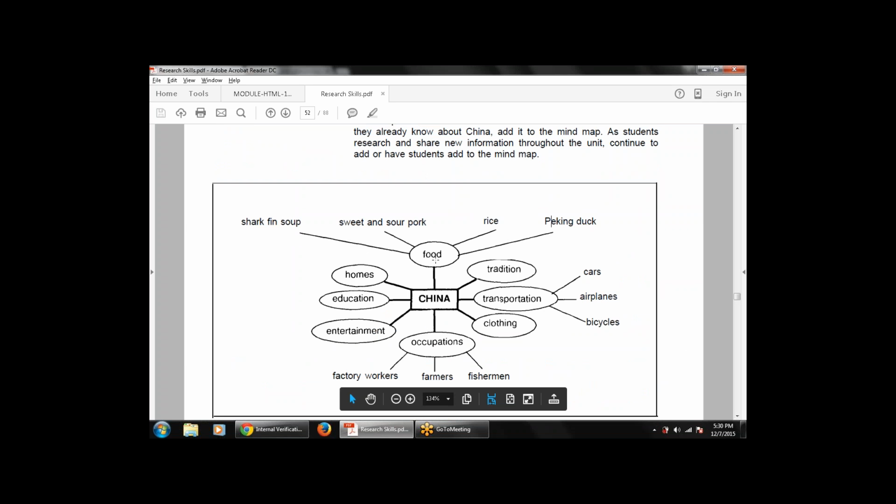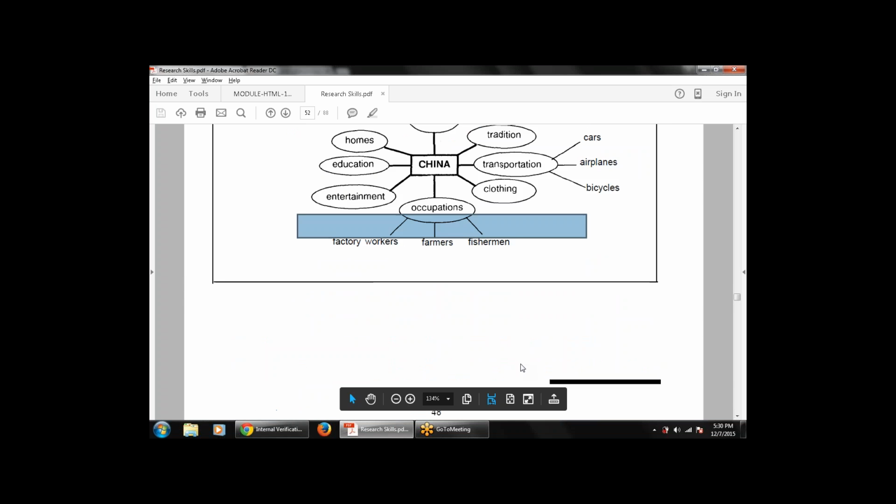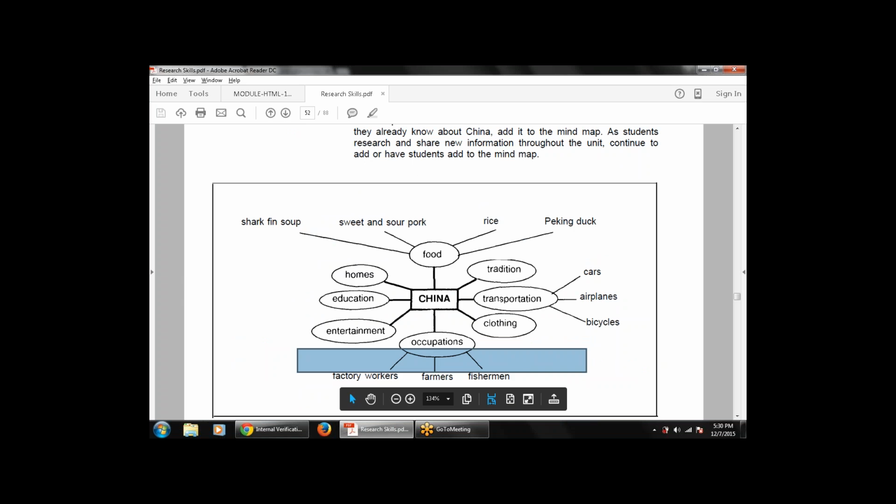In China there is food that is available, tradition, transportation, clothing, occupation, entertainment, education, homes. In transportation there are three modes: car, aeroplane, bicycle. In food these are the four examples. In occupation there are three examples, like factory workers, farmers, fishermen, right? So this is one example of how we can use webbing, how we can make the mind map.